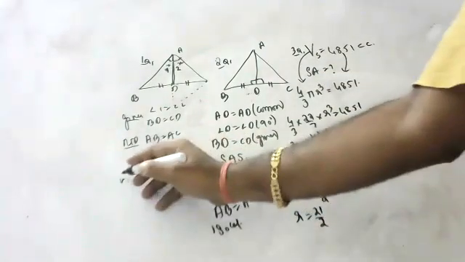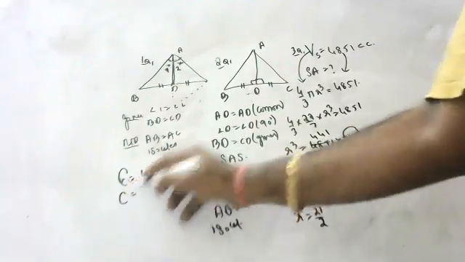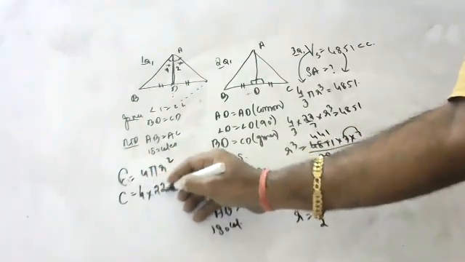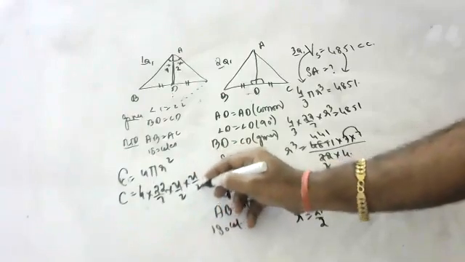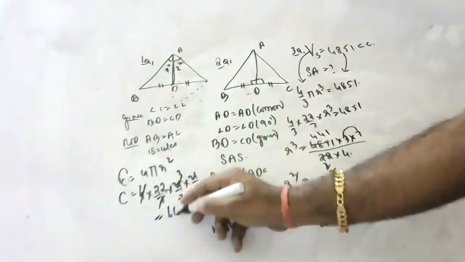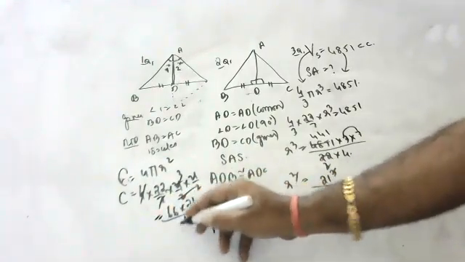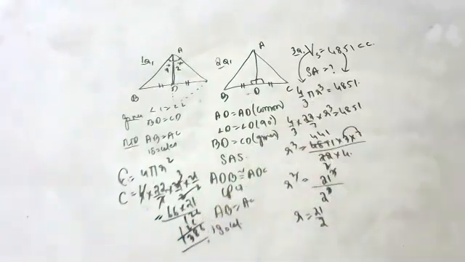Surface area of sphere formula? 4 pi r square. You should remember formulas. Okay, 4 into 22 by 7 into 21 by 2 into 21 by 2. 4 cancel, 7 3s are 21, so 66 into 21, which is 1386 centimeter square.